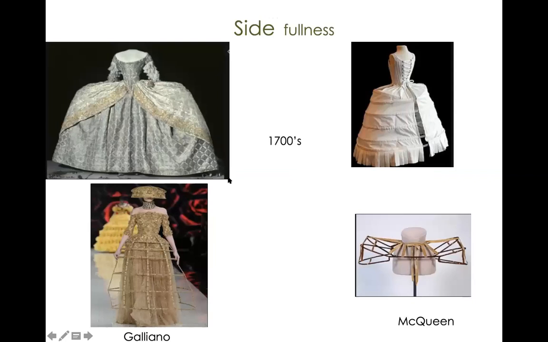Side fullness is something that we don't ever really consider in this way anymore. So this was in the 1700s, these enormous, they were called panniers, that stuck out at the side. And pannier is the French word for basket. And I don't think that one on the right does, but I know that some of them used to collapse with the whack of a stick.